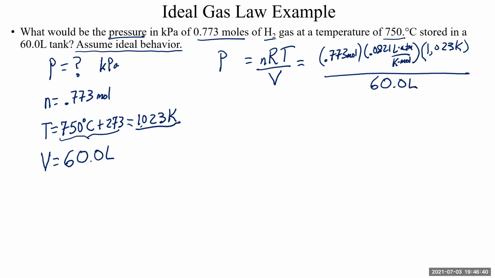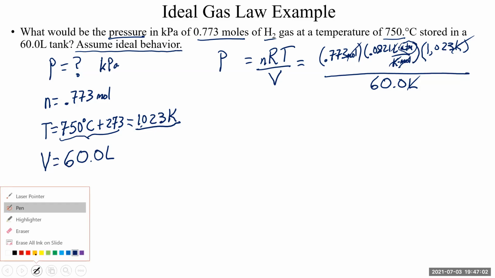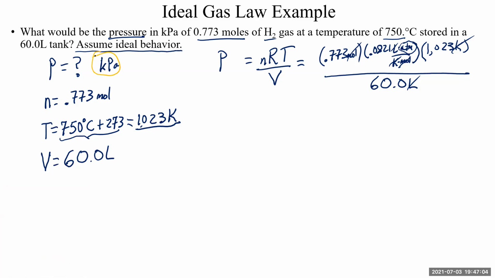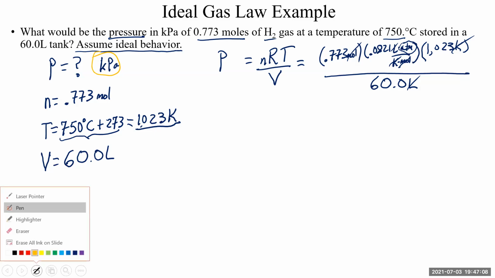So we can see that our units are all canceling, except for which unit? Except for the atmospheres. This is the only unit that doesn't cancel. We have moles canceling, liters canceling, kelvins canceling. The only unit that doesn't cancel out is atmospheres. So our final unit for this formula is going to be atmospheres. Remember, the question asks not for atmospheres, but asks for kilopascals. So we need to do some converting at the end. So let's plug in our numbers and see what we get.